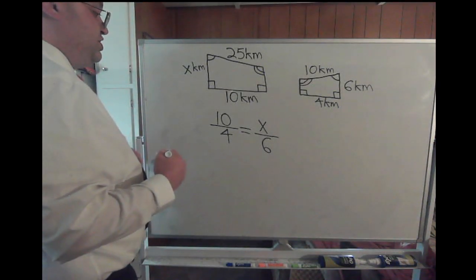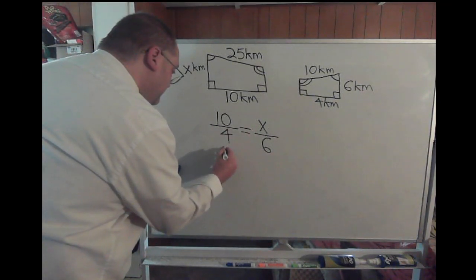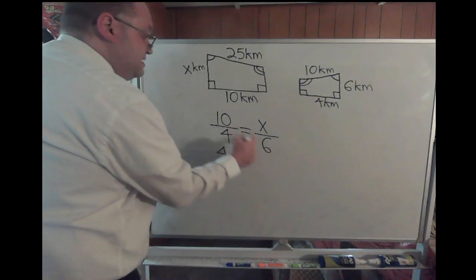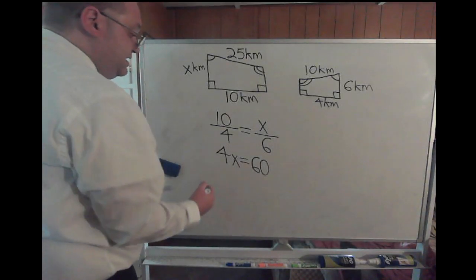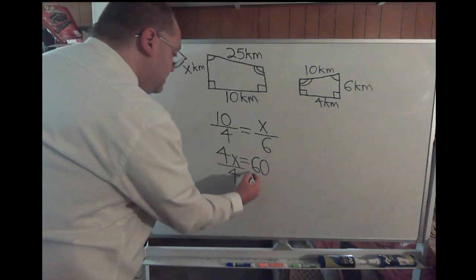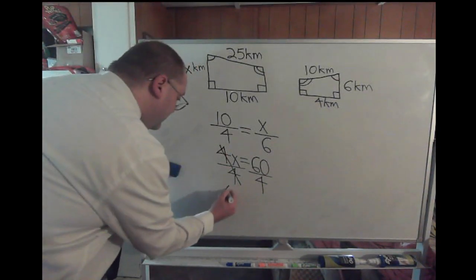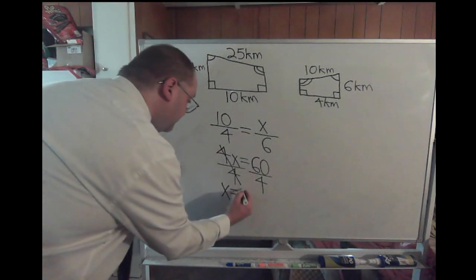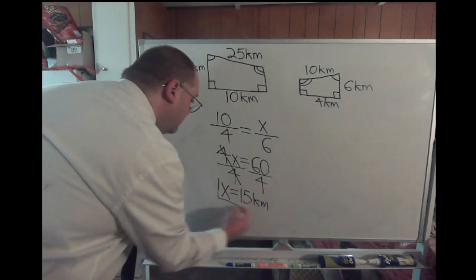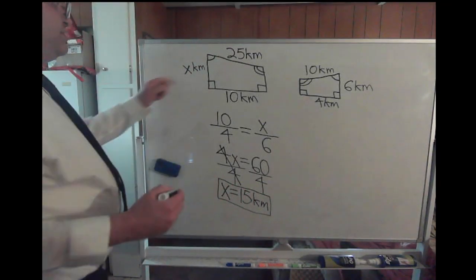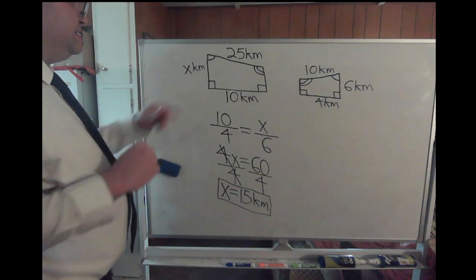So now we just need to do our proportion. 4 times x, well, that'd be 4x, would be equal to 10 times 6, which is 60. Alright, well, we need to solve for just x. Divide both sides by 4. So on the left side, the 4's will cancel out. You'll just get x is equal to 60 divided by 4, which is 15. And the units are kilometers. So for the missing side x on the big quadrilateral, x is equal to 15 kilometers. That's what you would get.